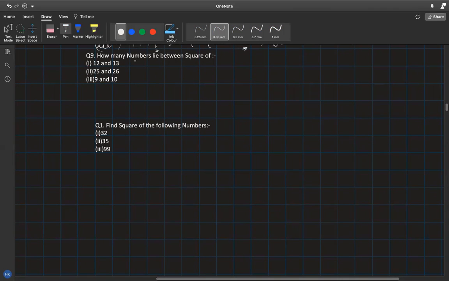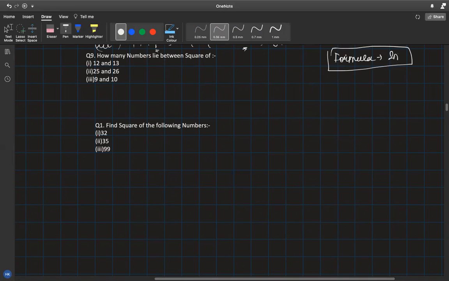Now the ninth question says, how many numbers lie between the squares of 12 and 13, 25 and 26, and 9 and 10? So there is a formula for this, which says 2n.